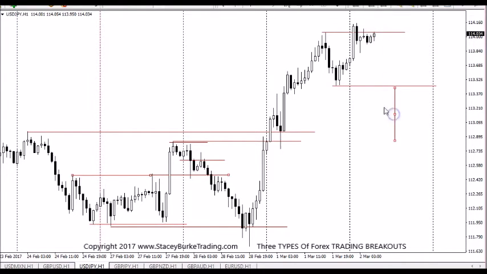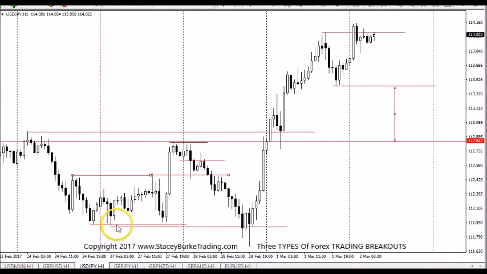I look for a measured move at a minimum. So these are some of the things you want to start to look for. And interesting, you can see that measured move brings us right back on top of Friday's high and Monday's high. So three types of breaks that will happen, in review.